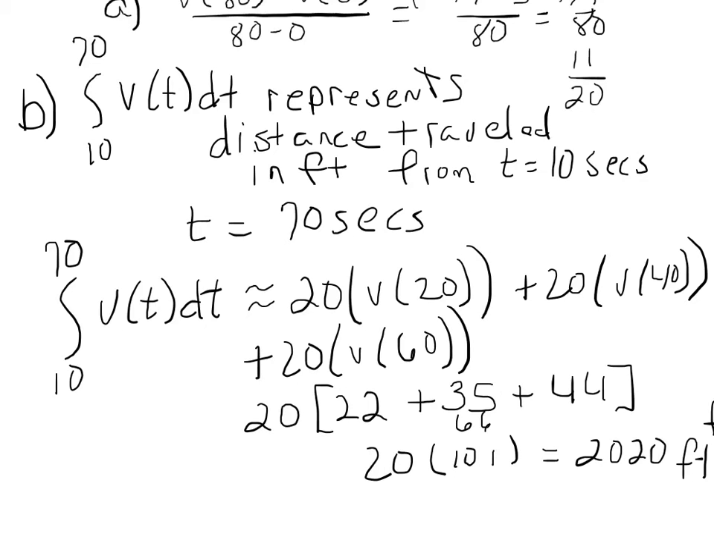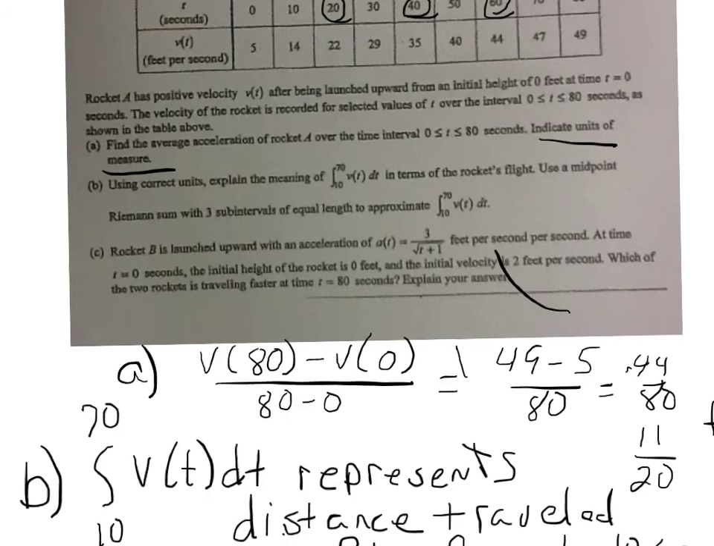Gotcha. I don't know why we did 20, 40, 60. All right, because it asks us for a midpoint Riemann sum with 3 subintervals. Okay, I'm going to pause.